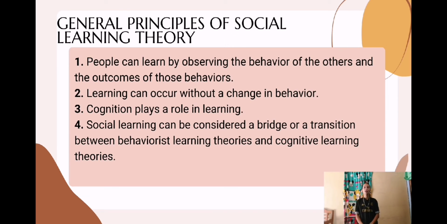And the last general principle is social learning can be considered a bridge or a transition between behavioral learning theories and cognitive learning theories. It can be a bridge because through social learning, we can learn from one another because it encompasses attention, memory, and motivation.